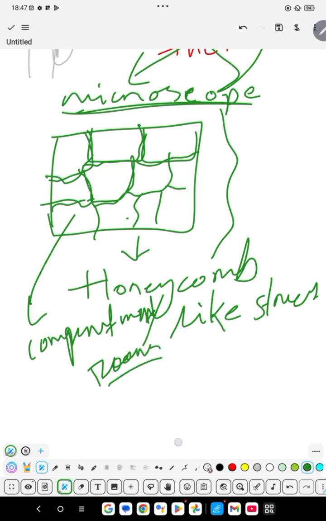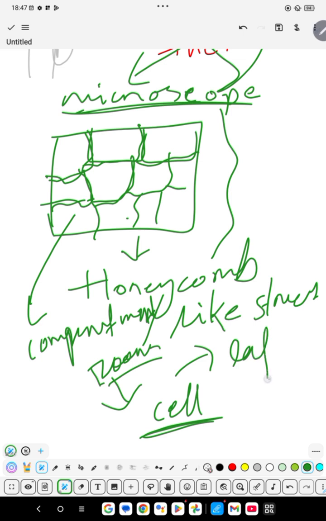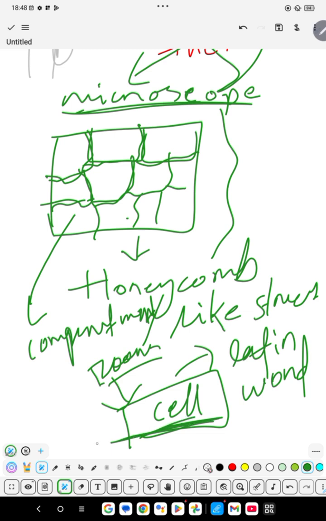So in Latin, the word for compartment or room is cell. This is the Latin word. Okay, so from this, the name of the fundamental unit of life is cell. Got it? How, when it was discovered, and from where the name came, right? So now let's move further.